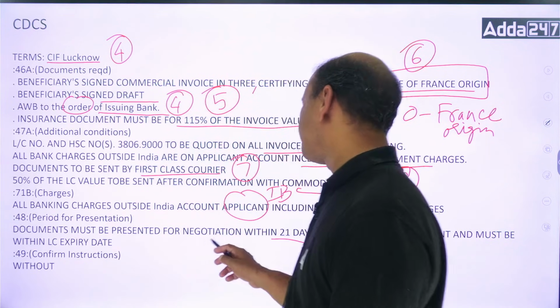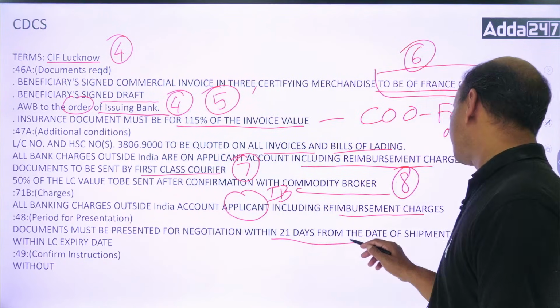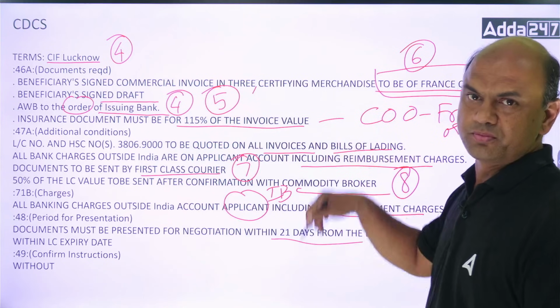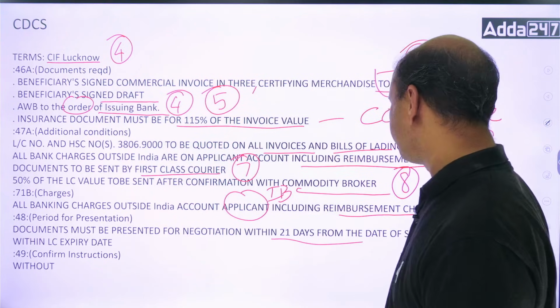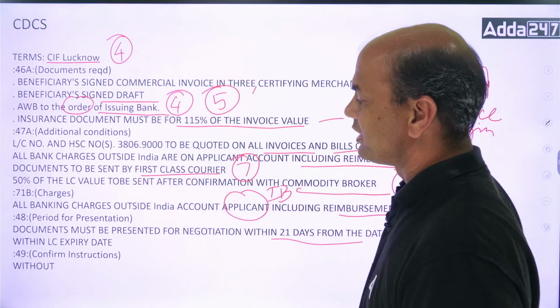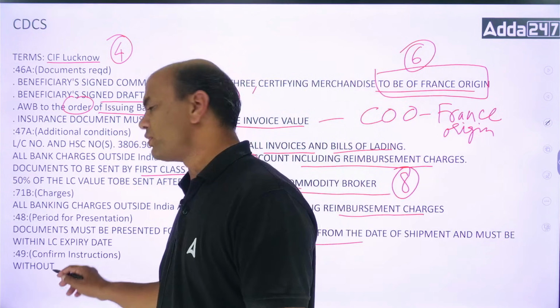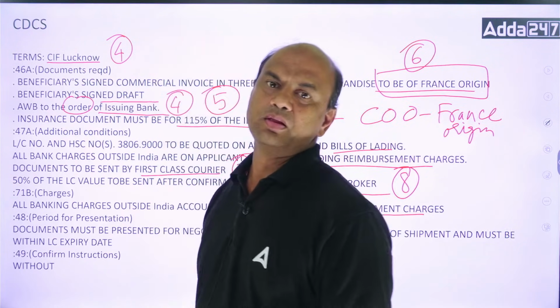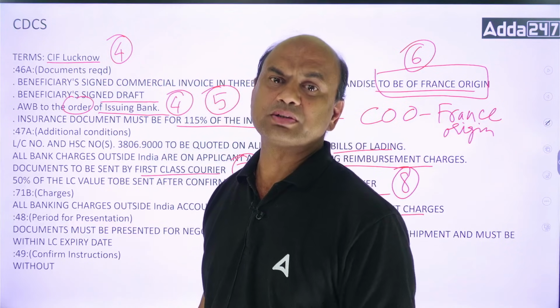Documents must be presented for negotiation within 21 days. So this is the first problem which we saw, right? From the date of shipment and within the LC expiry. Confirmation instructions: without. You have mentioned without, why? Because any bank is there.